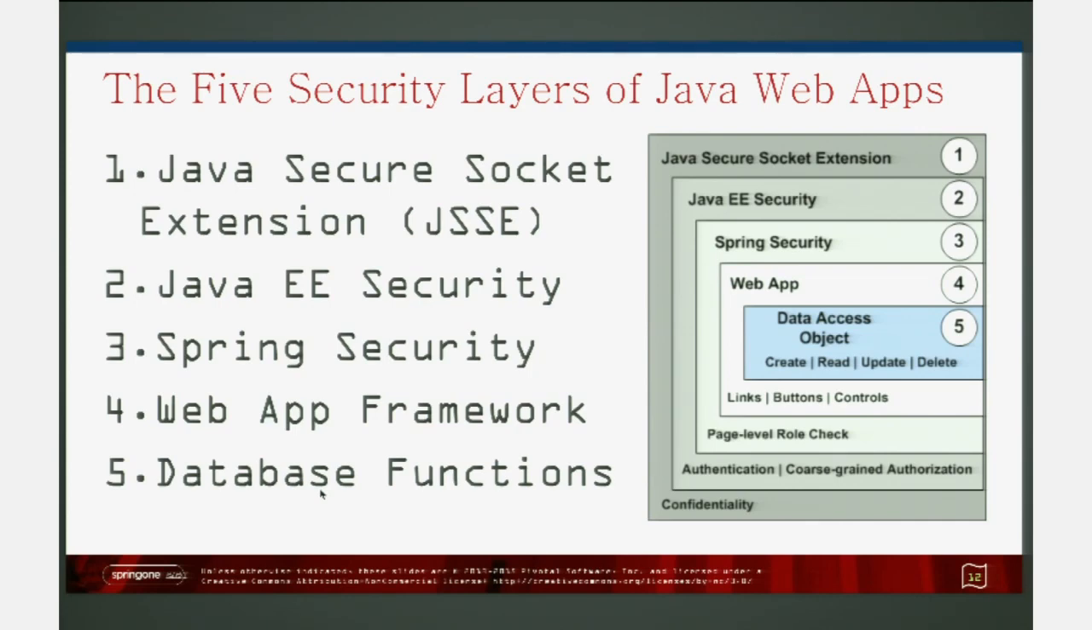The fourth layer is the Web App Framework. We're starting to get deep down into it, and that's a finer grain level of authorization there. And finally, the fifth layer is the database, and that's the deepest and the finest grain.